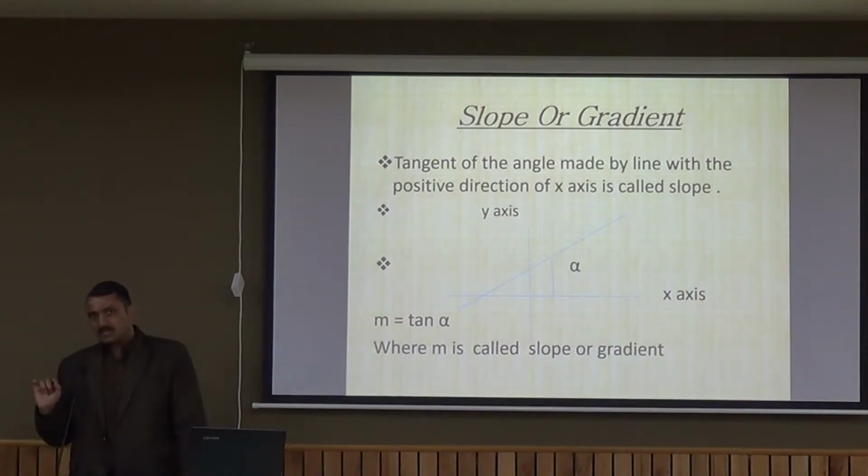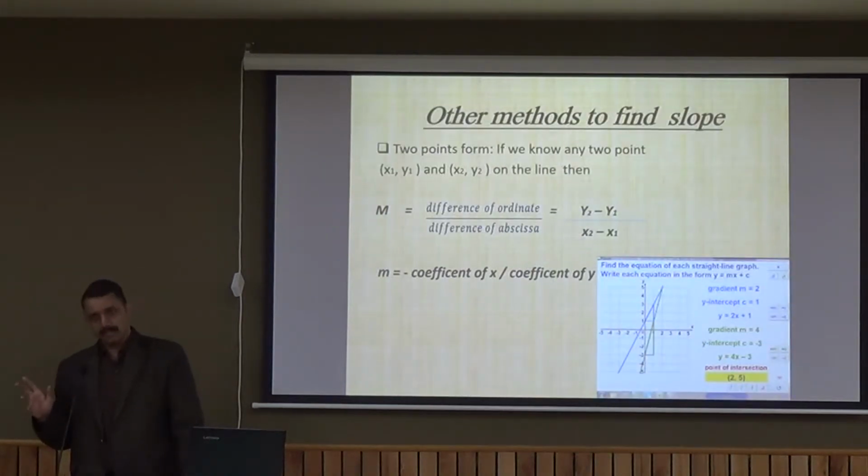The tangent of the angle made by the line with the positive direction of x-axis is called slope. Here one thing is very important. We are talking about the angle made by the line with the positive direction of x-axis in anti-clockwise direction. That is called slope. So m is equal to tan theta, or you can say tan alpha.